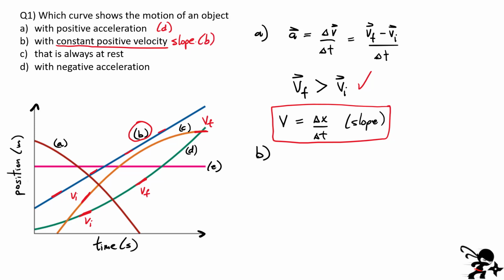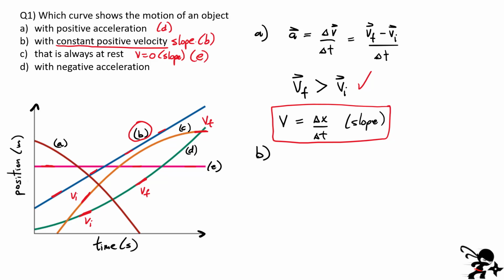Which curve shows an object that is at rest? If something is at rest, it means that its velocity at every single point should be equal to 0. That means that the slope should be equal to 0 everywhere. And that clearly has to be choice E, because it's flat for every single time. So E is the correct answer for question C.